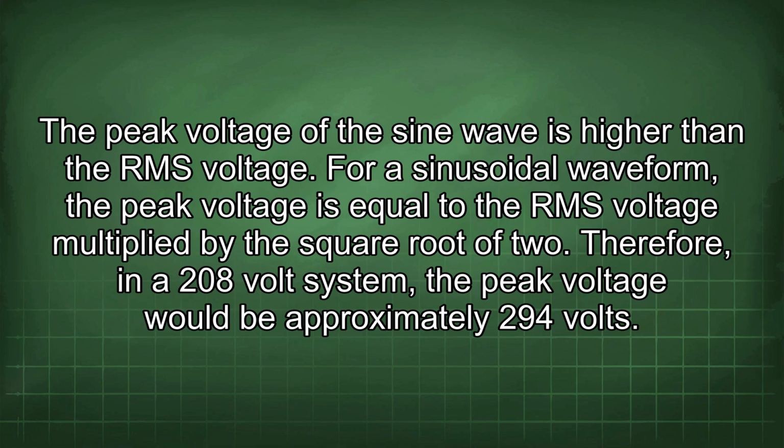The peak voltage of the sine wave is higher than the RMS voltage. For a sinusoidal waveform, the peak voltage is equal to the RMS voltage multiplied by the square root of 2. Therefore, in a 208-volt system, the peak voltage would be approximately 294 volts.